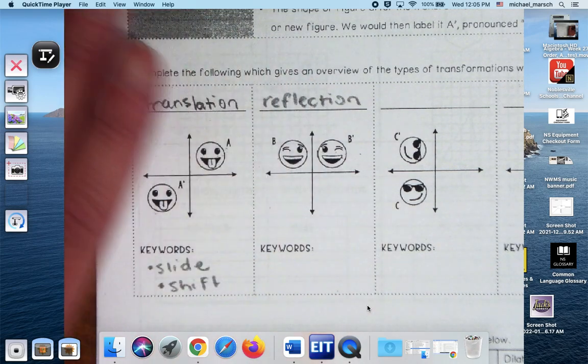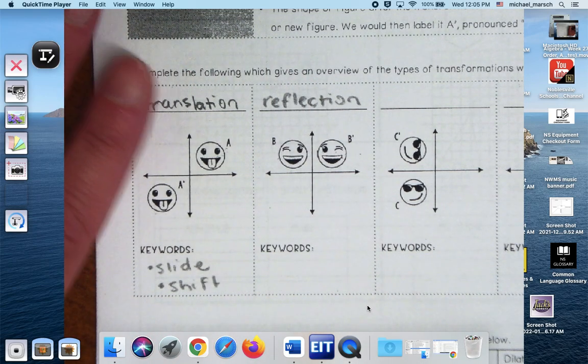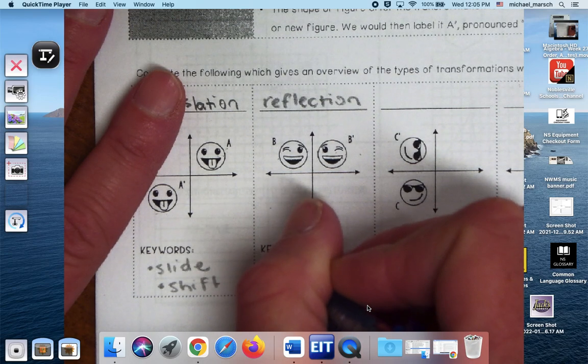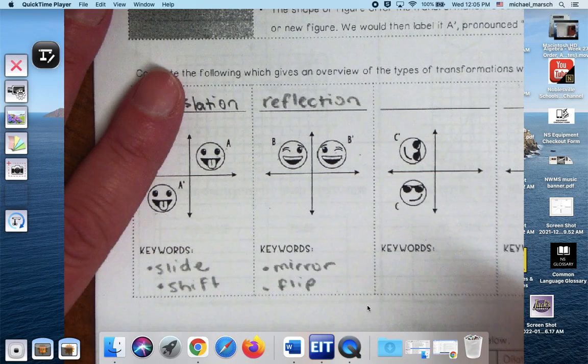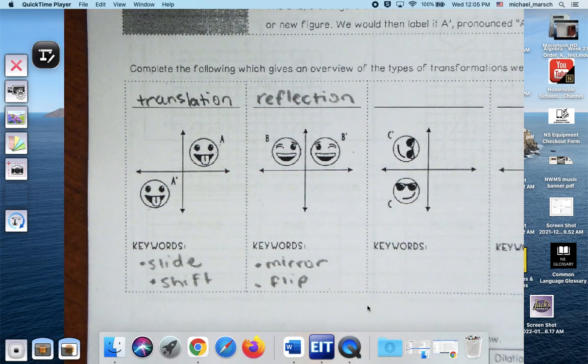Okay. So some keywords for a reflection. You might say that they are a mirror of each other. Or we flipped the figure.